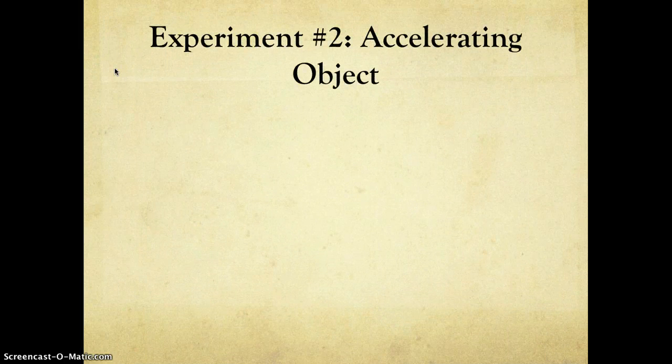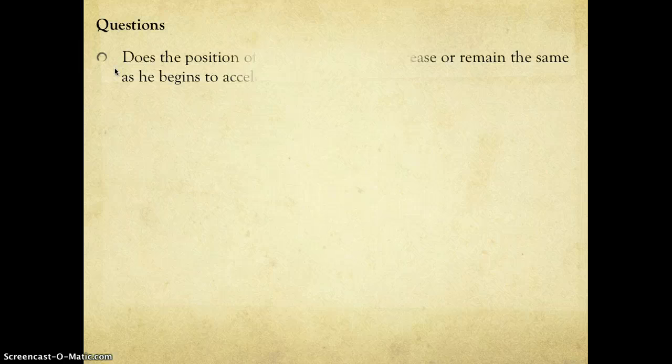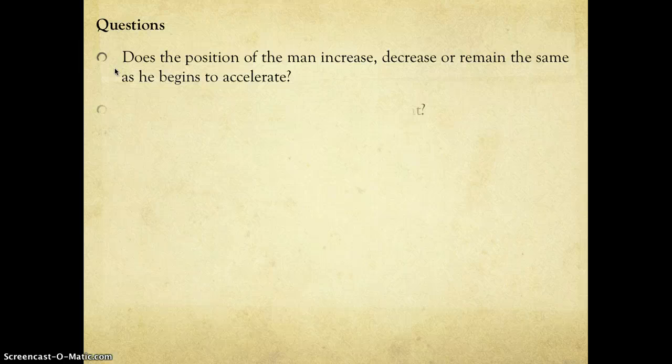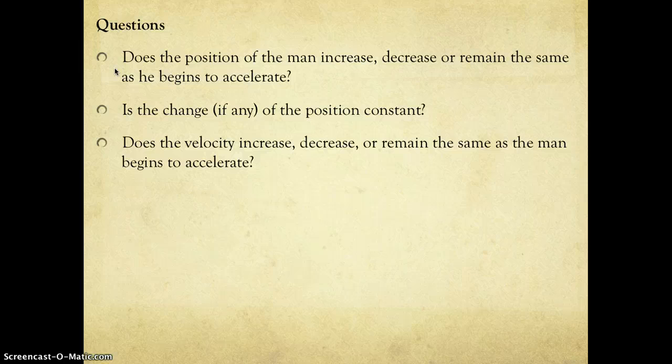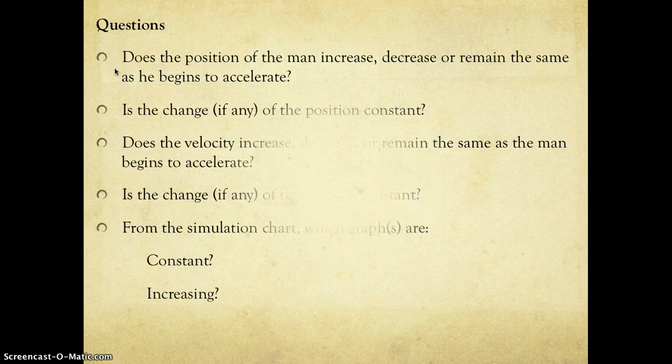For experiment number 2, you'll have an accelerating object, which is the man will be accelerating. Your purpose for this experiment is to determine the relationship between position, velocity, and acceleration with respect to time for an accelerating object. So your questions for this experiment will be: does the position of the man increase, decrease, or remain the same as he begins to accelerate? Is the change, if any, of the position constant? Does the velocity increase, decrease, or remain the same as the man begins to accelerate? Is the change, if any, of the velocity constant? And from the simulation chart, which graphs are constant or increasing?